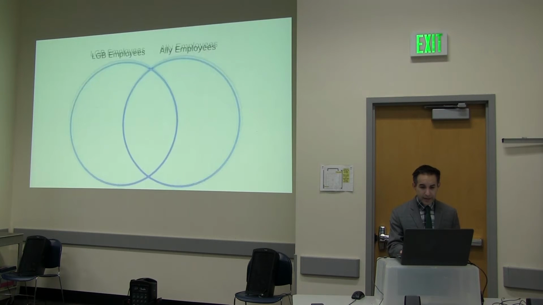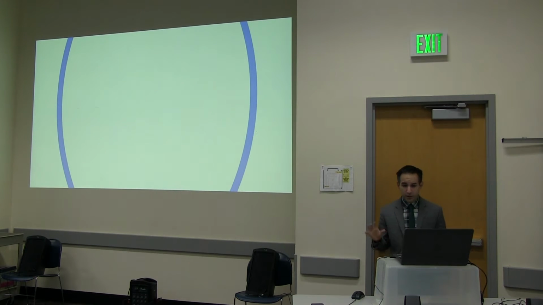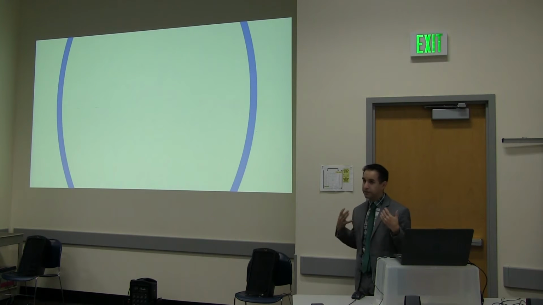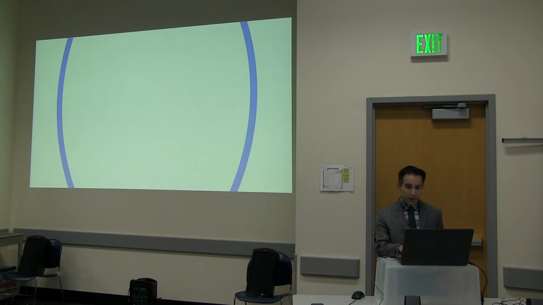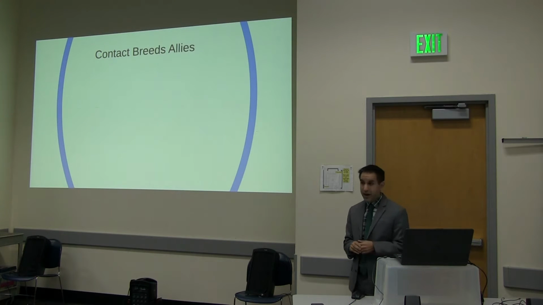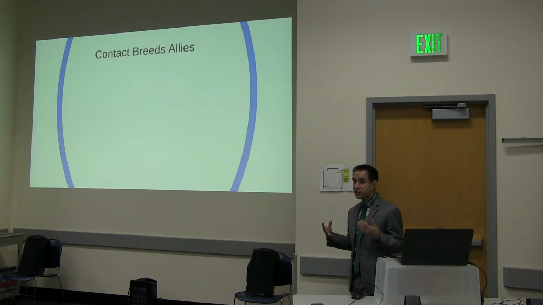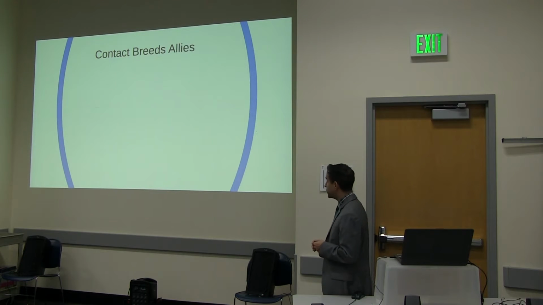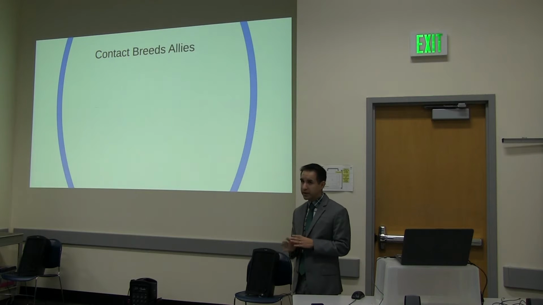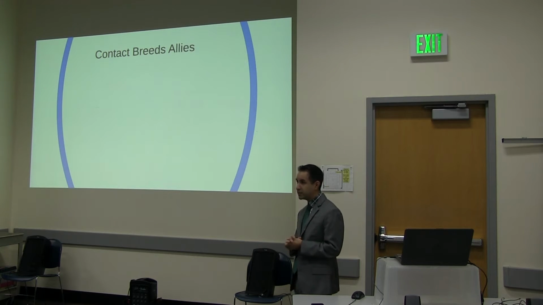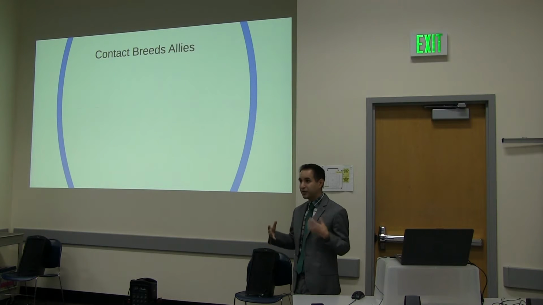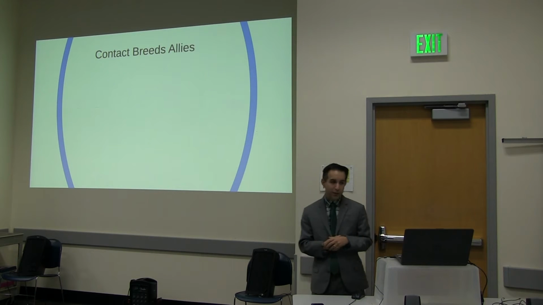So we analyzed the data, and we found a lot of things that were in common. So both groups kind of surface the same types of things. One of them is that contact breeds allies. So we're interested in what creates allies. Why do people become allies? And we know the contact hypothesis is a really, really robust phenomenon in psychology, that if you know somebody from that group, you're more likely to have positive attitudes about that group.